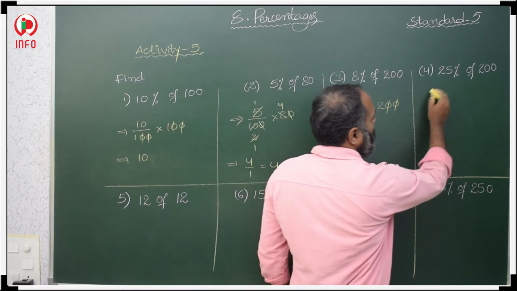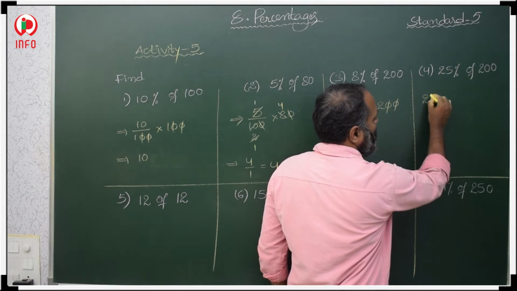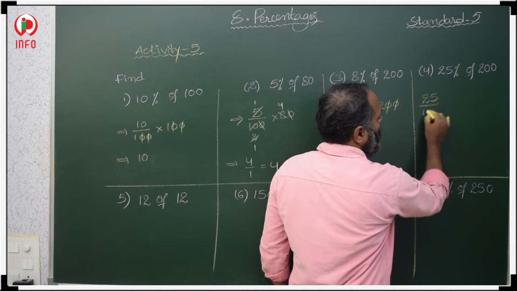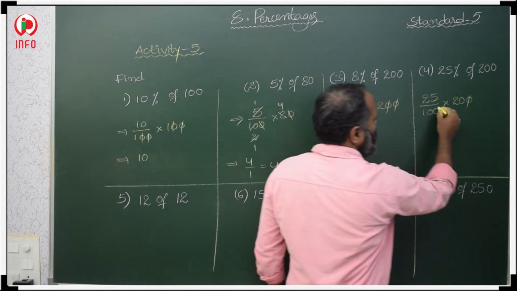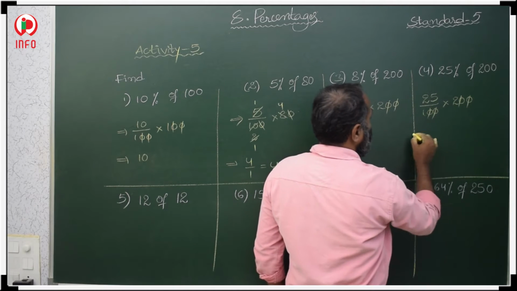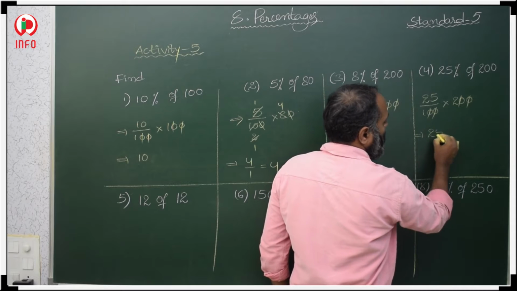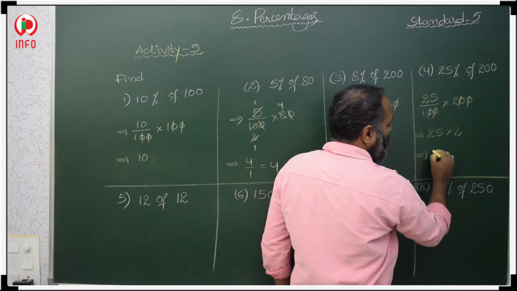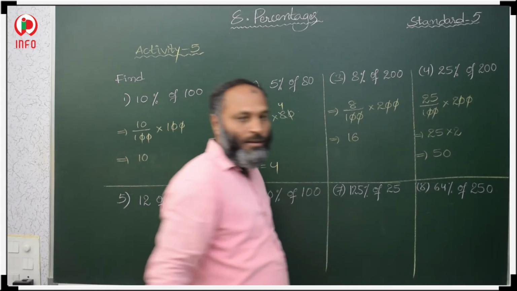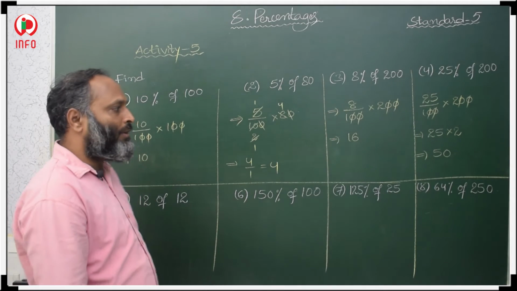Then 25% of 200 means 25 by 100, given percent by total percent, into 200. The zeros cancel. Then 25 into 2 by 1, no need to take by 1. 25 twos are 50.